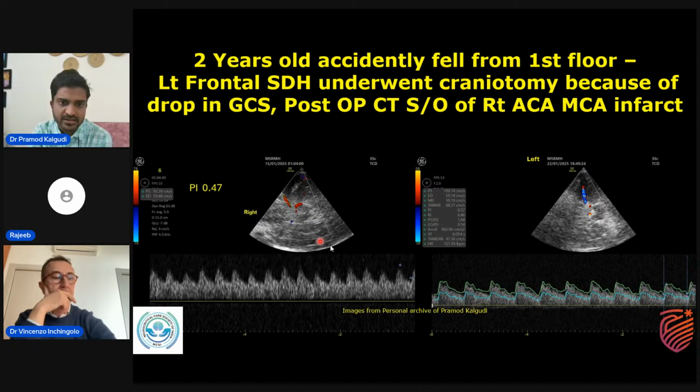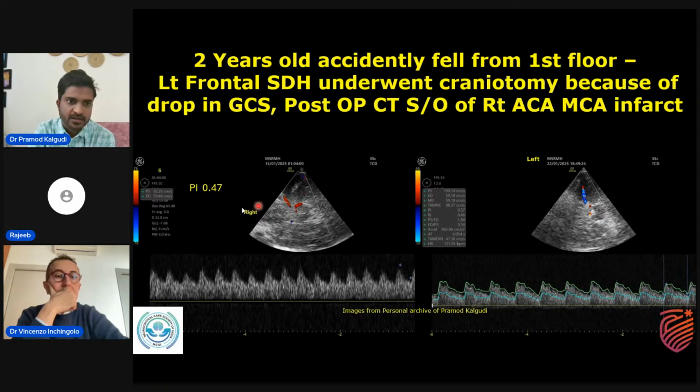So these were the baseline findings prior to the surgery. This was the PI of the child on the right side, and on the left, the PI of the left MCA was around 0.57. The peak systolic flow was around 92 and 109.